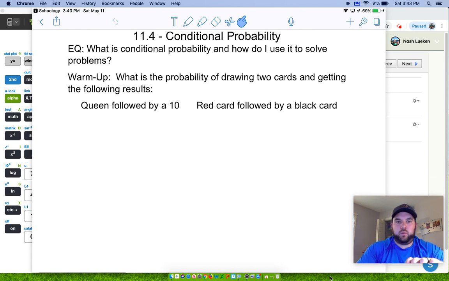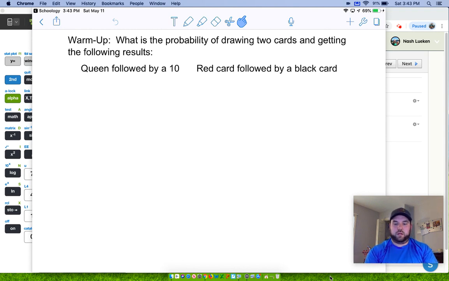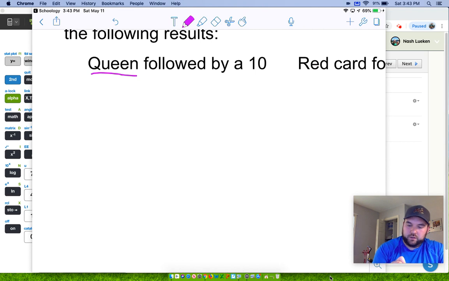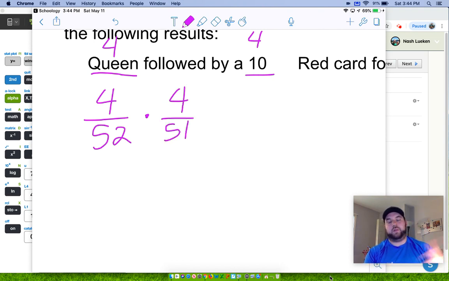As a quick little warm up, we're going to start with: what is the probability of drawing two cards out of a deck and getting a queen followed by a 10? Well, there are 4 queens in the deck and there are 4 10s in the deck. So I have 4 out of 52 for the first card being a queen, but the next card being a 10 is 4 out of 51 because, unless it explicitly states I'm replacing the queen that I drew first, we have to assume that that is not the case.